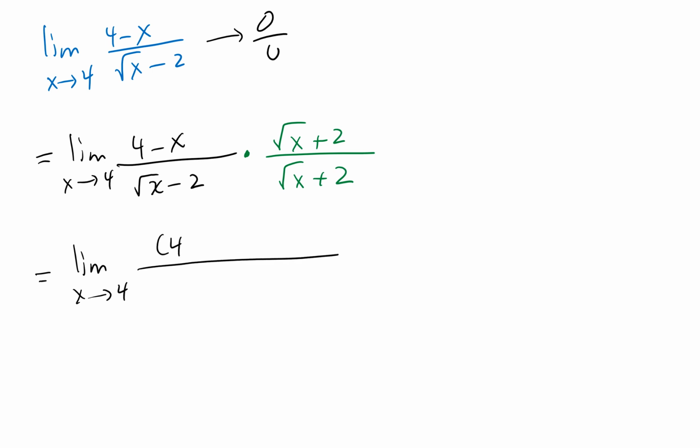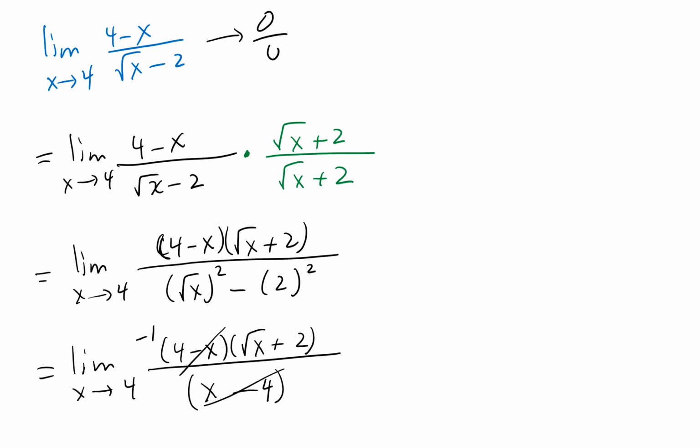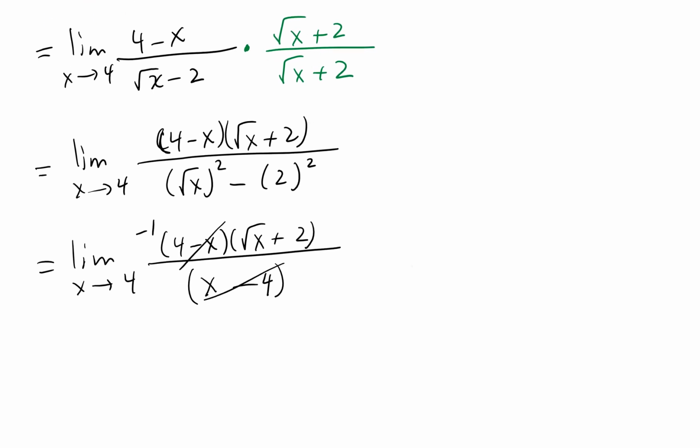On the top you get 4 minus x squared over x plus 2. In the denominator you do the first one square minus 2 square. This stays the same. X minus 4. Notice these cancel each other with a negative sign. They are opposite of each other.